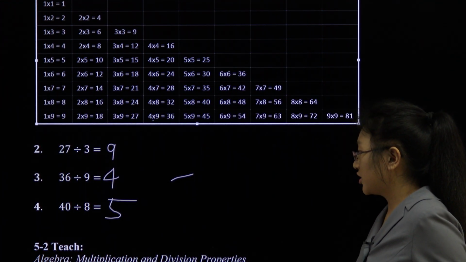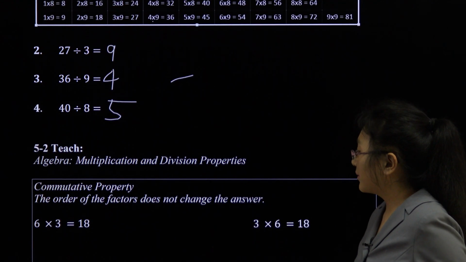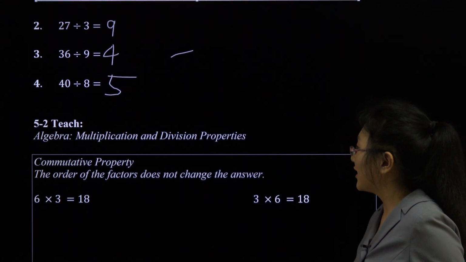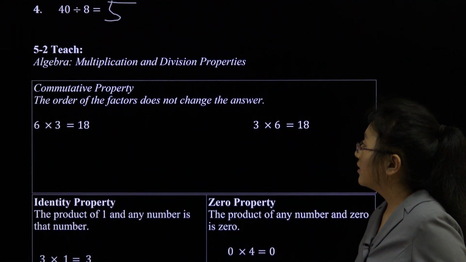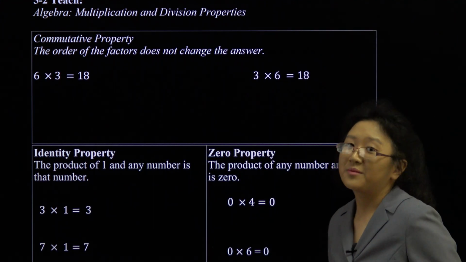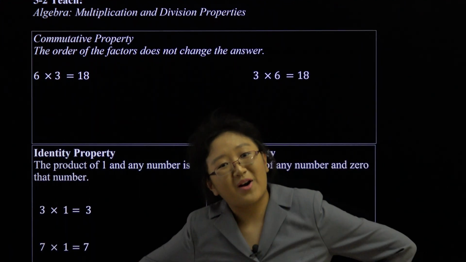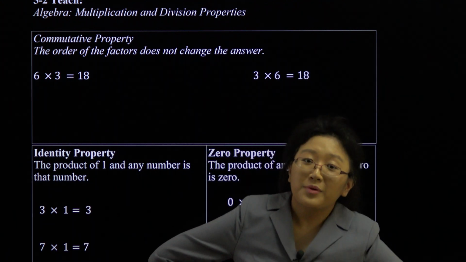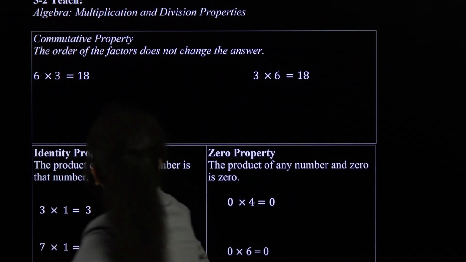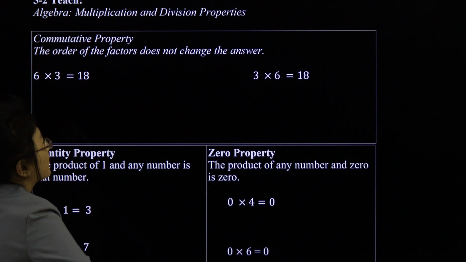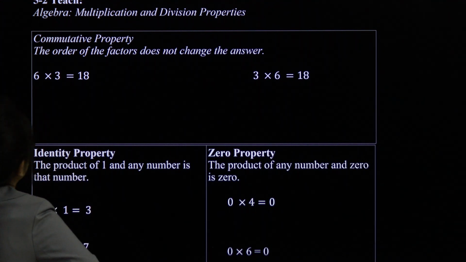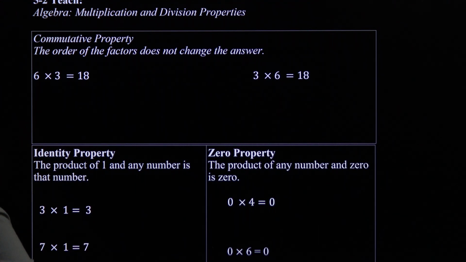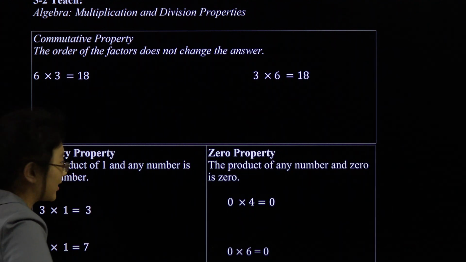Now we move on to section 2, which is talking about multiplication and division properties, such as the commutative property. Remember the commutative property for addition? It applies to multiplication too. So basically, the order of the factors does not change the answer. 3 times 6 and 6 times 3 both equal 18.